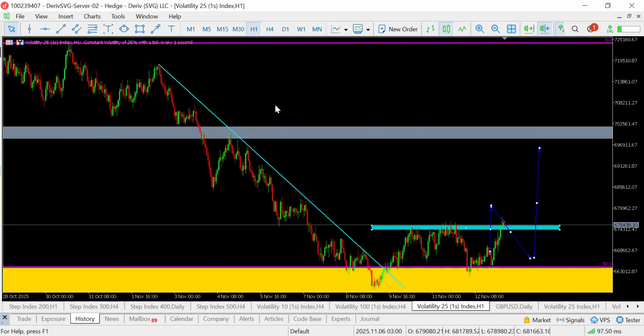So for those of us that trade Deriv synthetic indices, especially those of us that trade Volatility 25 (1s), this is my take on this particular index. Like I always say, you can compare this with your own analysis and drop your take in the comment section below, whether you agree with this analysis or not.